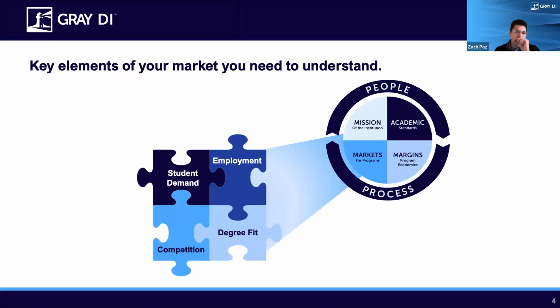What we talk about today is the external market data. And we think there are 4 pieces to the puzzle, continuing on the fours. First is student demand, then employment, then we have competition and degree fit. We'll get into all of those throughout this session today.